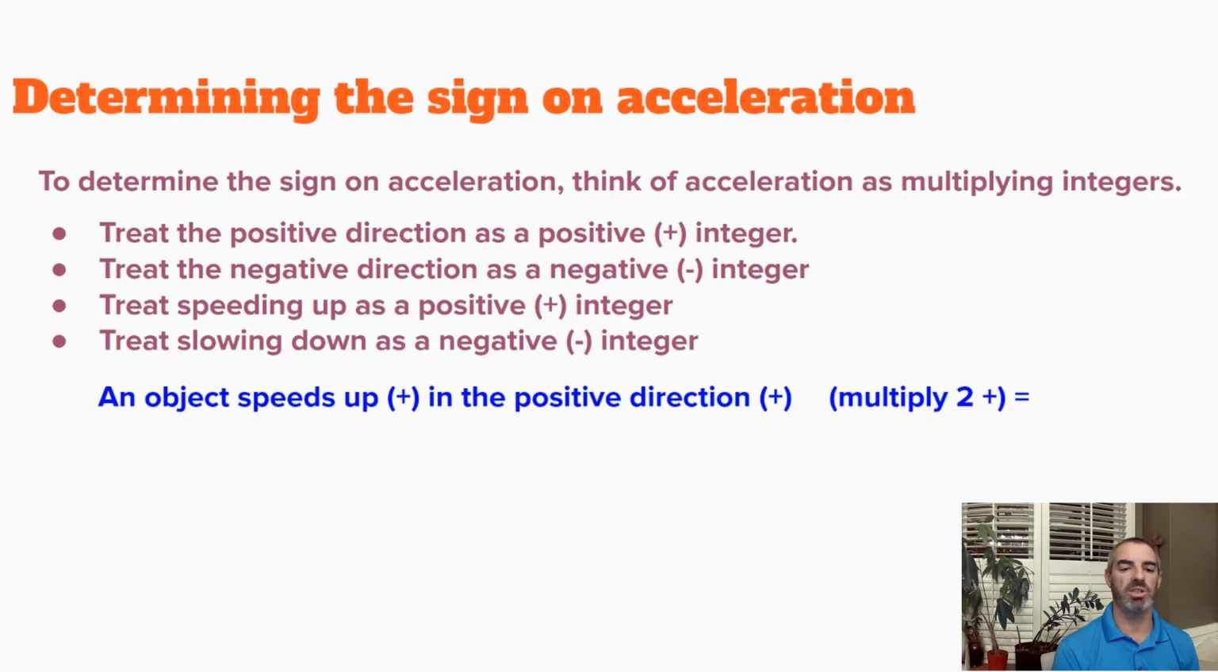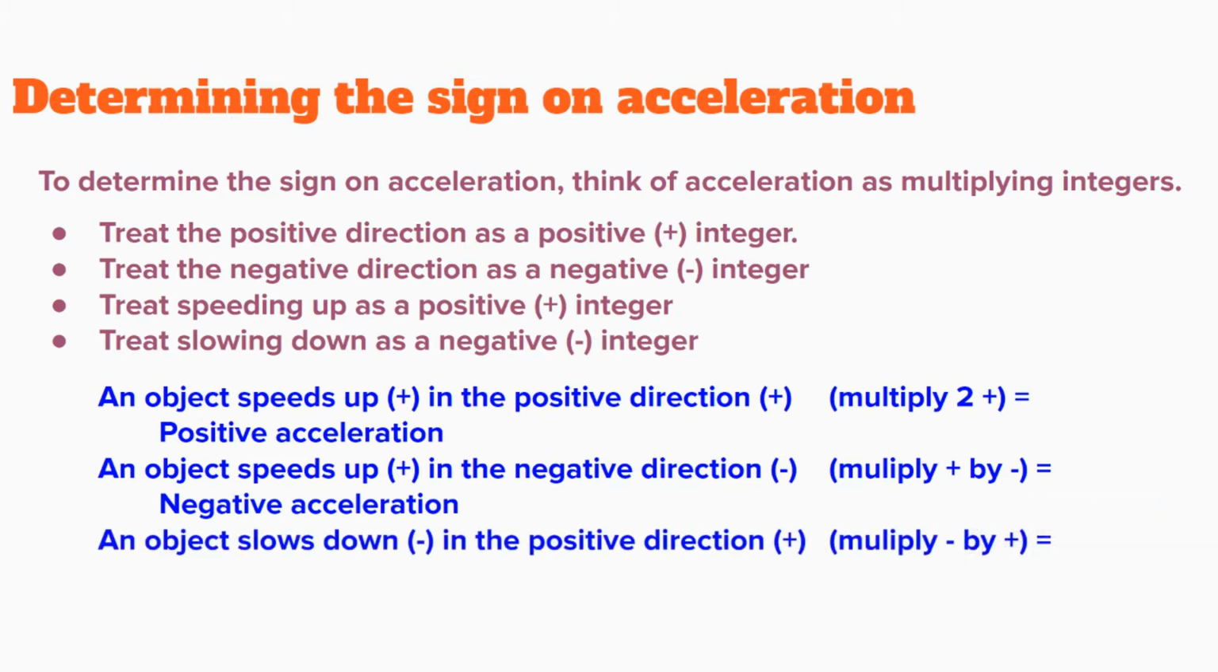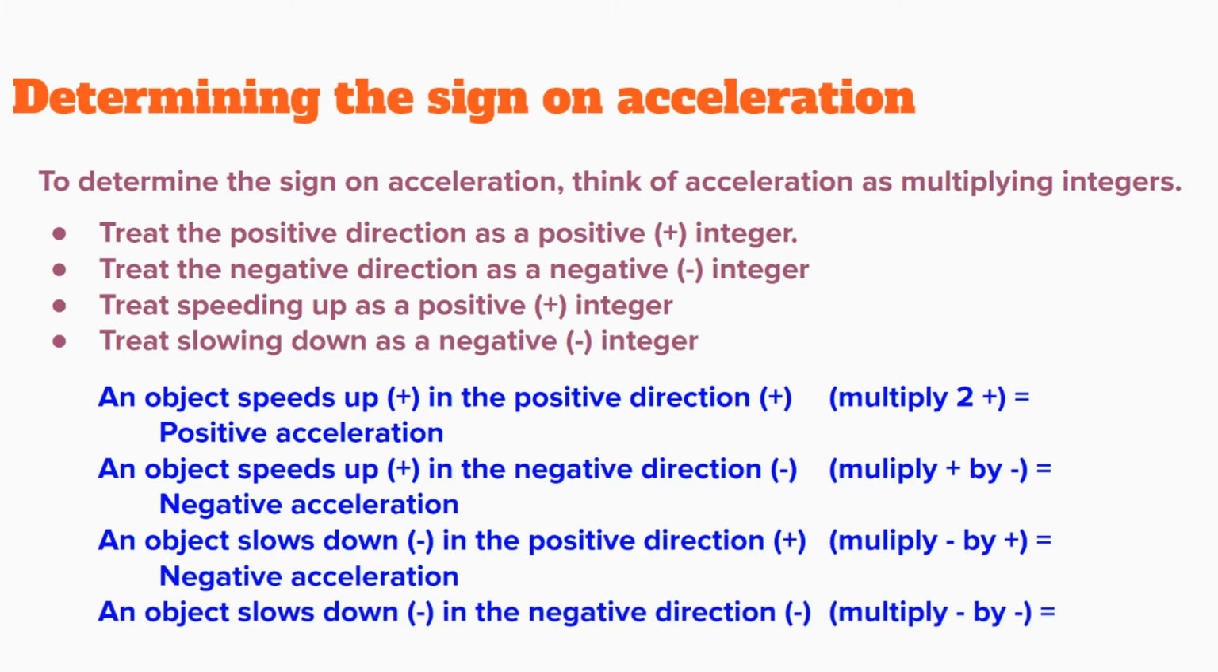Let's start with an object that speeds up in the positive direction. It's like multiplying 2 positive integers, and that is going to give us a positive acceleration. If we look at an object speeding up in the negative direction, it's like multiplying a positive and a negative integer together, and that gives us a negative acceleration. We have an object slowing down in the positive direction. This is like taking a negative times a positive, and that is going to give us a negative acceleration as well. Now, what about an object slowing down in the negative direction? What that means is that we're going to have negative times a negative, and that gives us a positive acceleration.